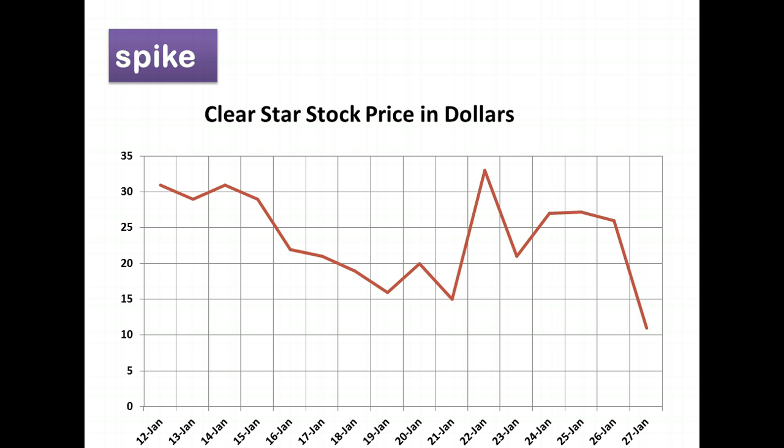And spike is one word that you can use to describe this increase. One way to remember this word spike is to think of this hairstyle. And you can see on his head, it looks like he has spikes. And so it looks similar to that part of the line graph. So a spike goes up very quickly, has a point, and then starts to fall. So we can say that on January 22nd, the price spiked. It went up very quickly.